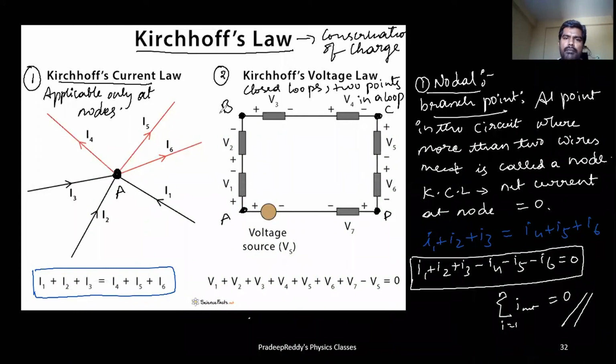Therefore, when dealing with voltage law, you need to check whether it is a loop or not. A loop is where there is one single path for the current. That is what you need to understand. Now here we have only one closed loop, starting at A, B, C, D, A. This is one closed loop.